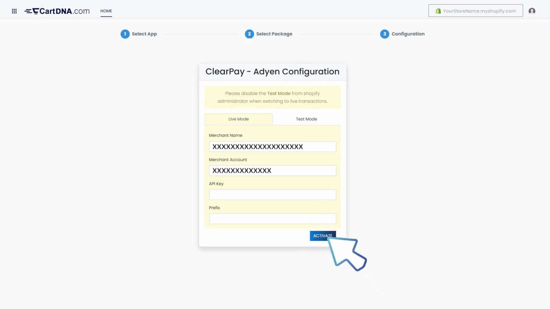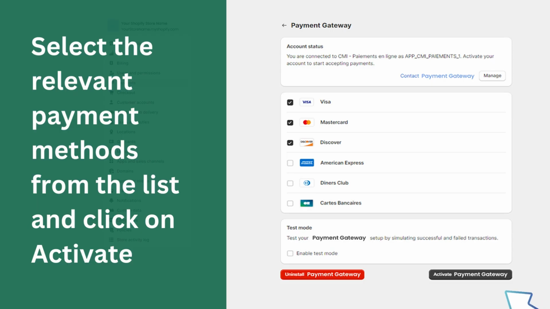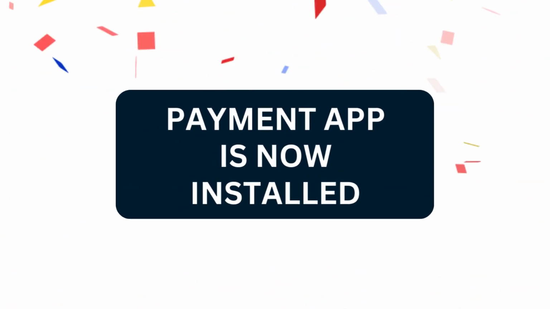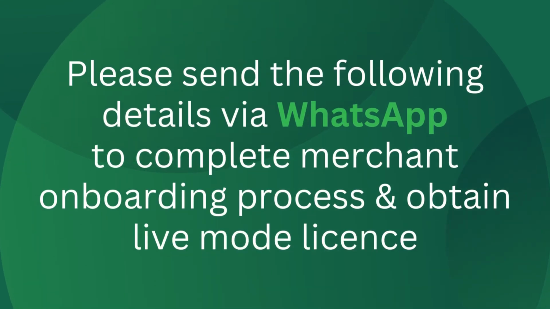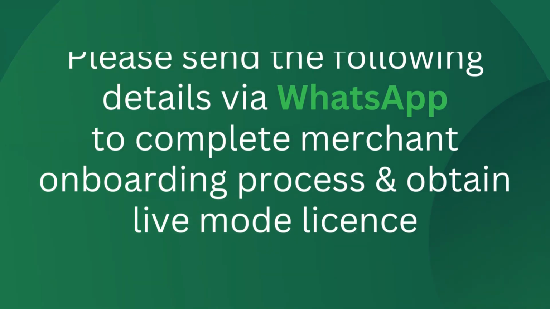Enter the credentials that you extracted from your Adyen account and click on Activate. Select the relevant payment methods from the list and click on Activate. Your payment app is installed. Please send the following details via WhatsApp to complete the merchant onboarding process and obtain live mode license.